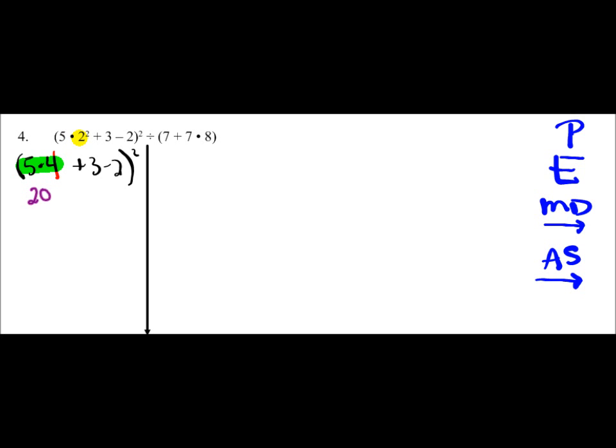And everything else needs to be written down, all the stuff we didn't use yet. So we still have the plus 3, minus 2, and the little squared exponent on the outside. Finally, on the inside, we're looking for addition and subtraction. Well, I have addition and subtraction all over the place in there, and in fact, the whole thing inside left is addition and subtraction. 20 plus 3 is 23, minus 2 is 21. So I'm left on the left-hand side with simply 21. And I still have the squared on the outside.